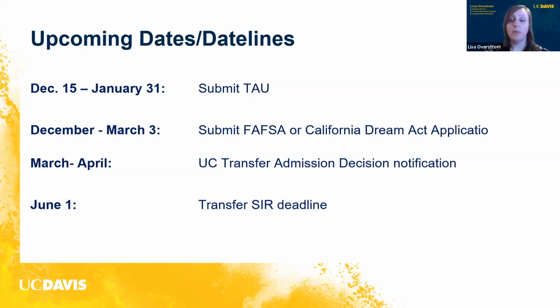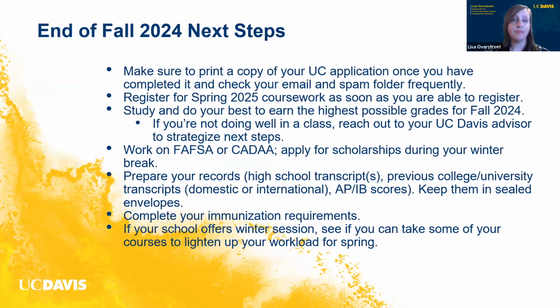The UC system commitment deadline for transfers is June 1st. So if you are admitted and want to attend a UC, you must submit your statement of intent to register no later than June 1st. So make sure to print a copy of your UC application and check your email and spam folder regularly. Register for spring 2025 coursework as soon as you are able to register.